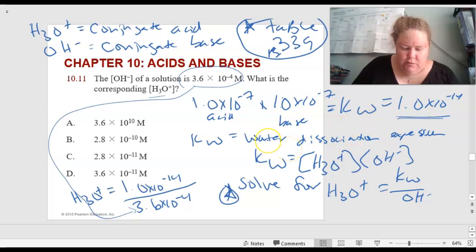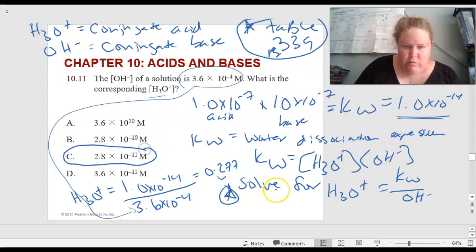And then when you do all of those things, 1 divided by 3.6 is 0.277. And then 14 minus 4 ends up giving you minus 10. And then you have to shift that decimal point a little bit more so that we can make this a whole number. So then you end up getting 2.77, right? And then you round that up because of significant figures to 2.8. And because when we moved that decimal point one more, we added one, this is 10 to the minus 11th now. So the correct answer again is 2.8 times 10 to the minus 11 moles.